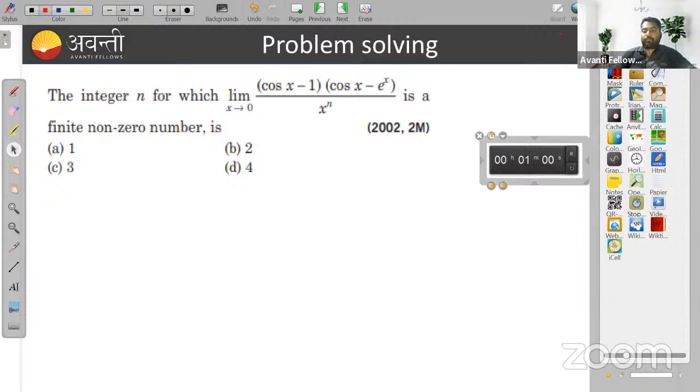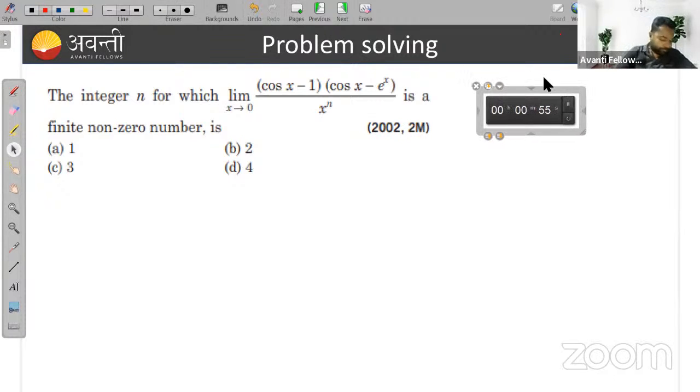You can solve it. Try to solve this one. Here you must use the series expansion of cos x and e raised to x, right? Already in the first page, I gave you all the series expansions of cos x, e raised to x, sin x, and all these things I have already told you. Use those series expansions here and try to find the limit.